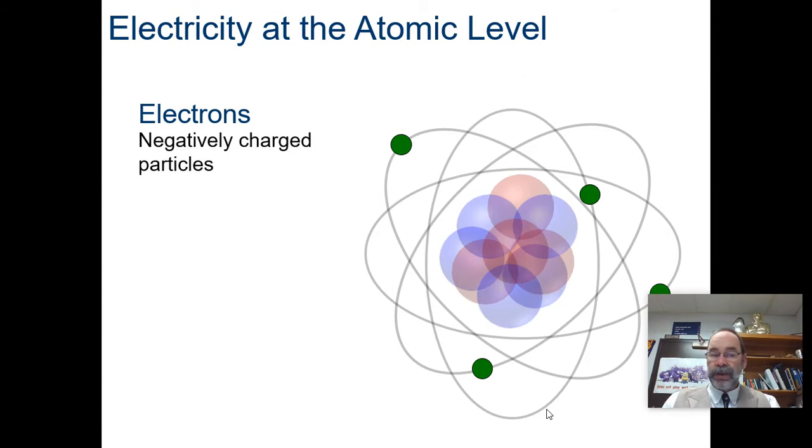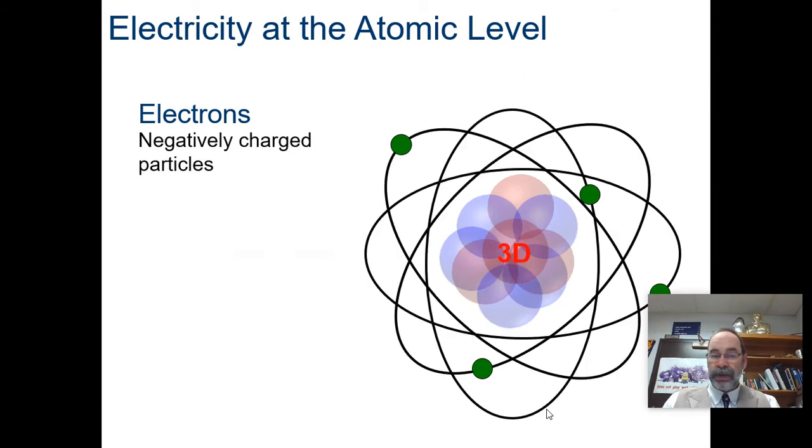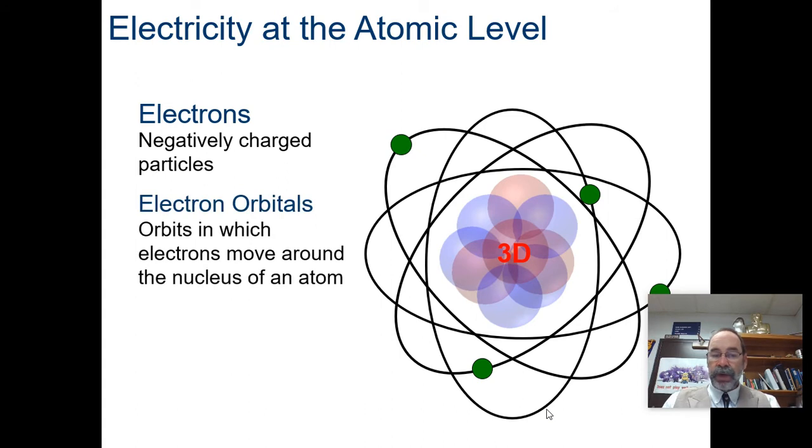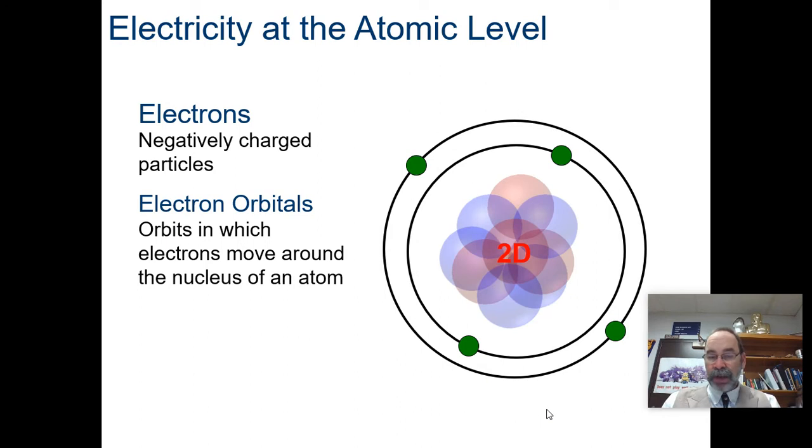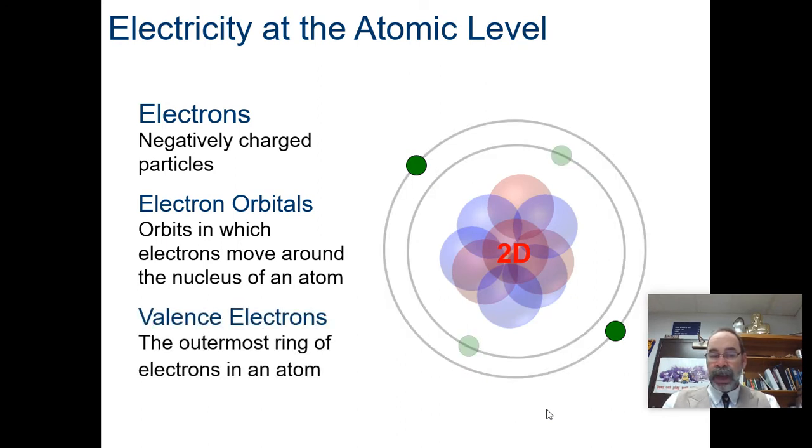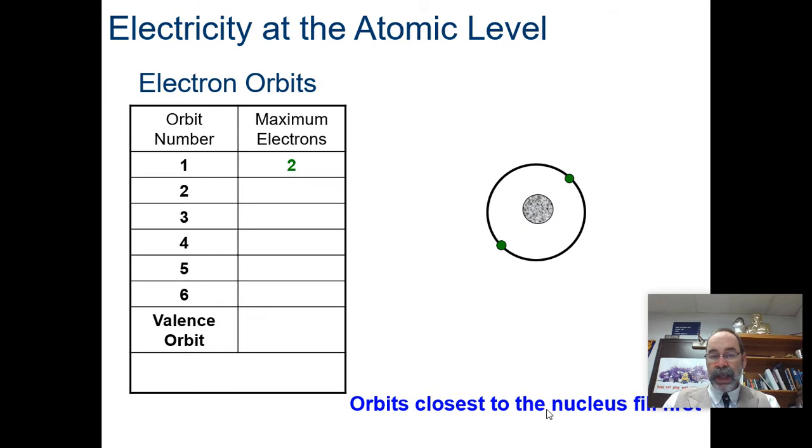Electrons are negatively charged particles. You can see them right there. They go around in an electrical orbit. And if we did it in two dimensions, we put them spaced out, it would look something like this. The valence electrons are the outermost ring of what we have here. Not the inner, but the outermost.